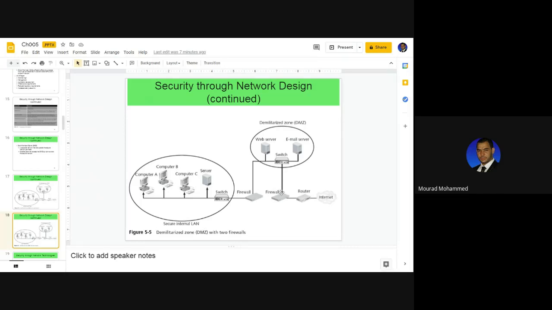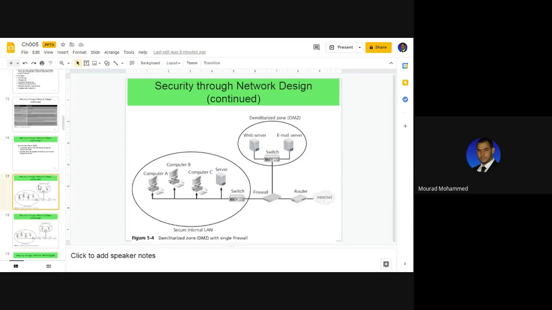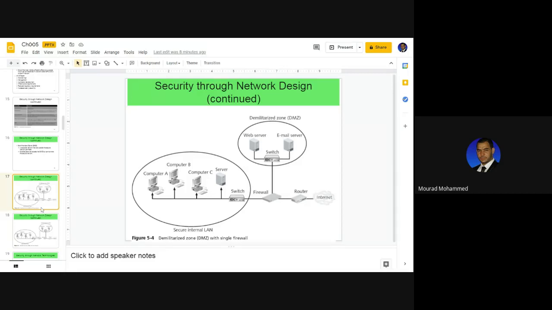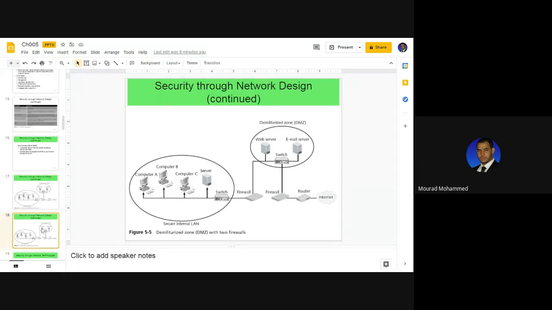But it is more time consuming for the admins and the legitimate users. When we compare it with the one-firewall demilitarized zone architecture, this is slower. The services are slower. The other is faster, but this one is more secure. So there are advantages and disadvantages to choosing this or that.